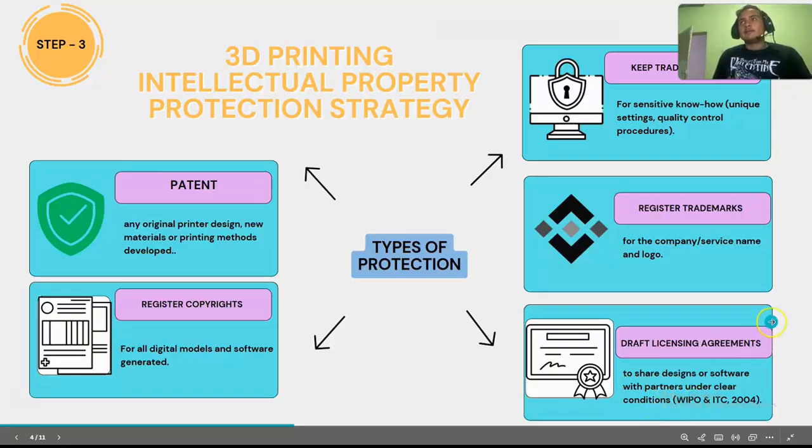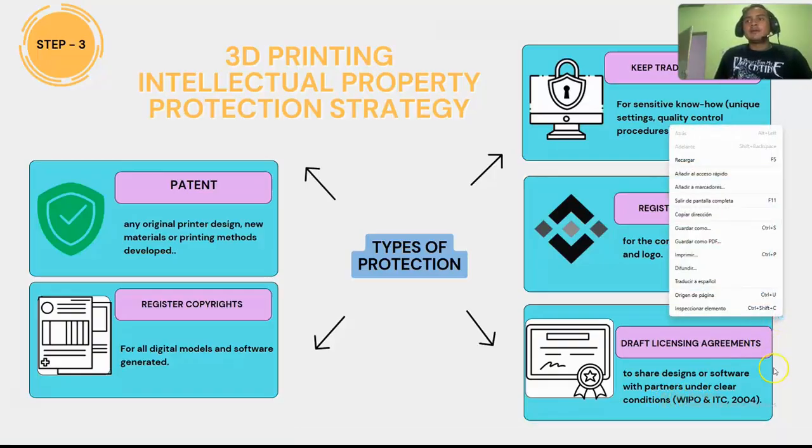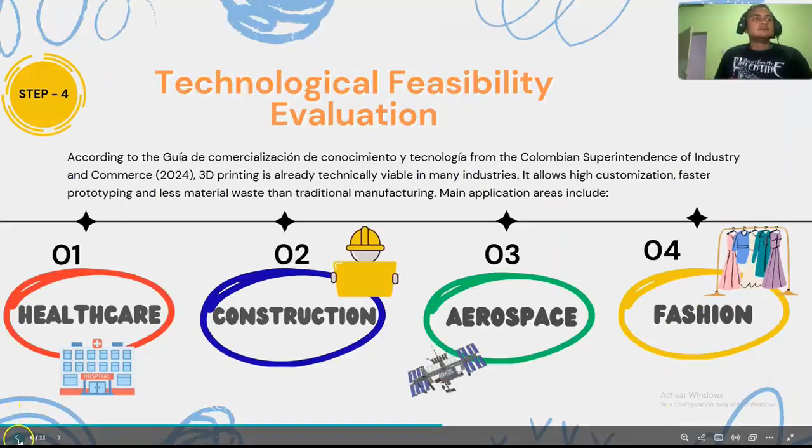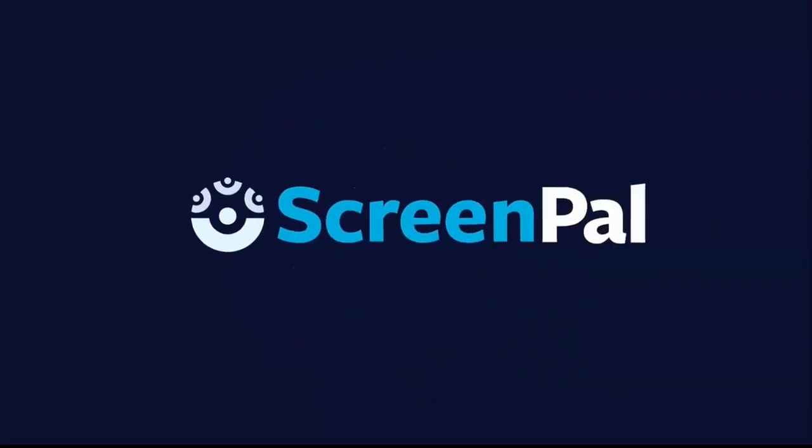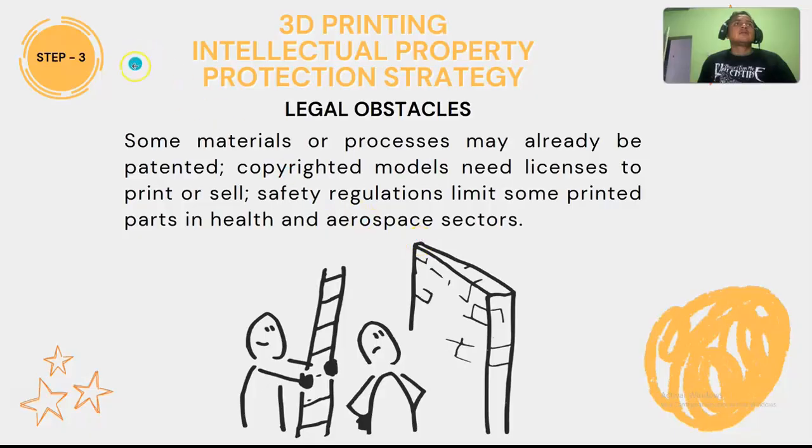This is the reference. We're still on step 3, and we will see the legal obstacles. Some materials or processes may already be patented, and copyrighted models need licenses to print or sell. Safety regulation limits printed parts in health and aerospace sectors.